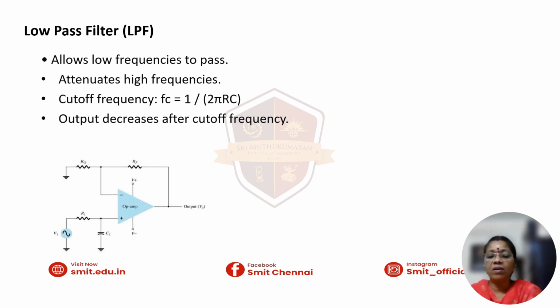Hence, in the first order active low pass filter, one RC section is used, whereas in the second order low pass filter, two RC sections are used, and hence the roll off rate will be minus 40 dB per decade compared to 20 dB per decade in the first order low pass filter. So it blocks the unwanted noise much faster than the first order low pass filter.